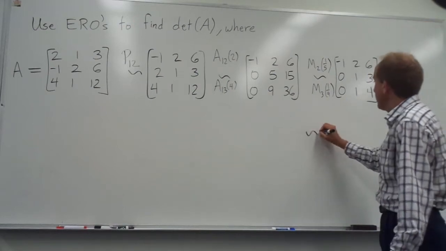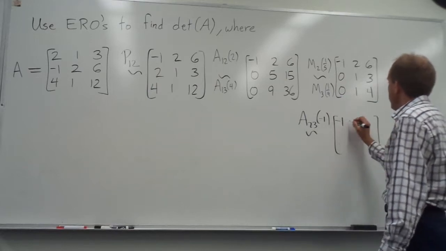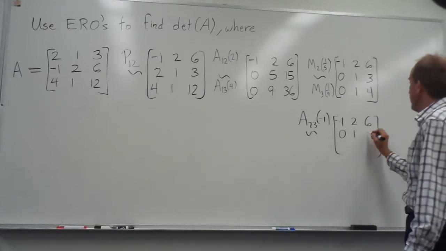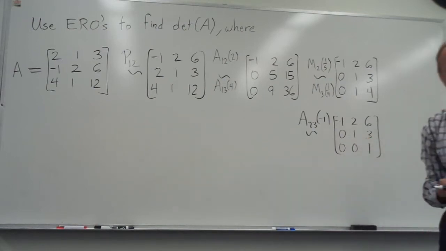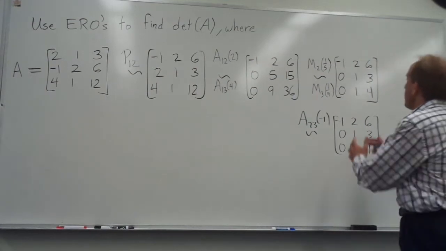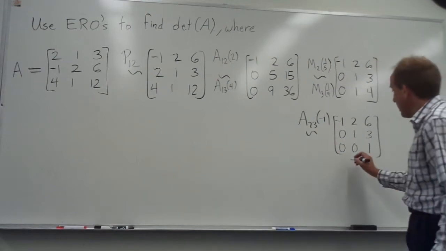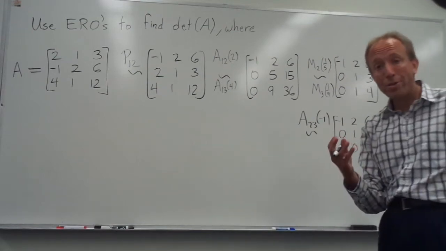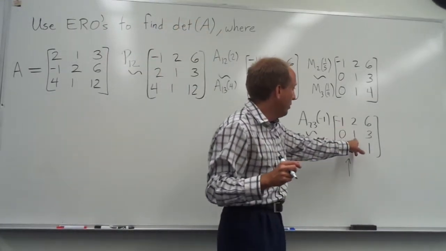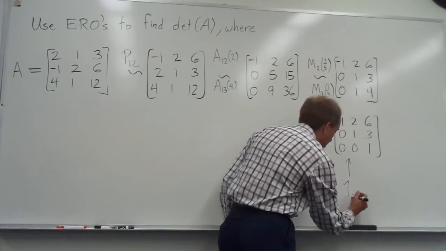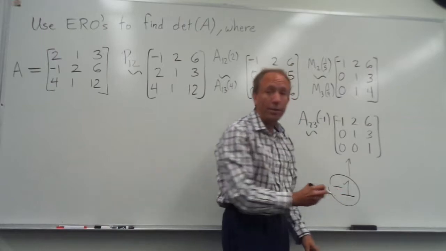And then finally, I'm going to do A2,3 of -1. Okay, so -1, 2, and 6, and then 0, 1, and 3, and then 0, 0, and 1 is what I end up with. Okay? Not quite row echelon form, but this is actually upper triangular. So you remember that the determinant of an upper triangular matrix is just the product of the diagonal entries. So in this case, -1, 1, and 1. So the product of those is -1. So this matrix that we ended up with has a determinant of -1.